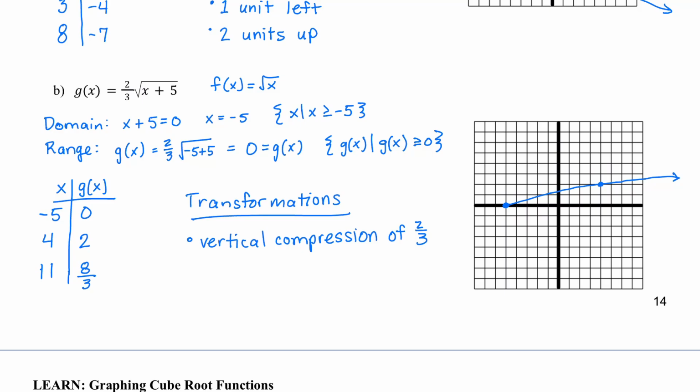But we do have an h. We have an h of 5. So this is going to be 5 units, and h does the opposite. It looks like a plus 5, so we're going to have 5 units left. And k is 0, so we're not shifting up or down. So those are our two transformations for this example.